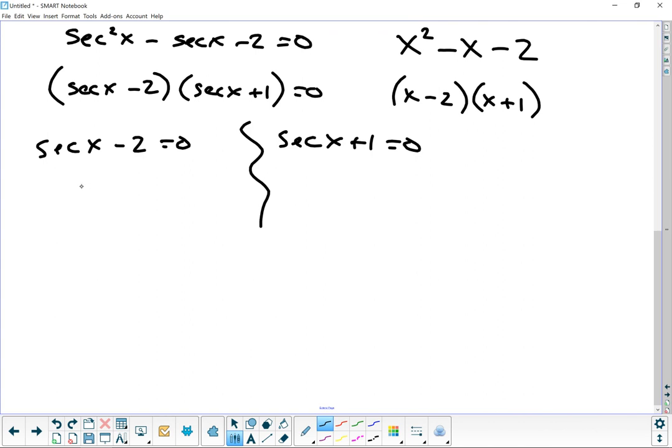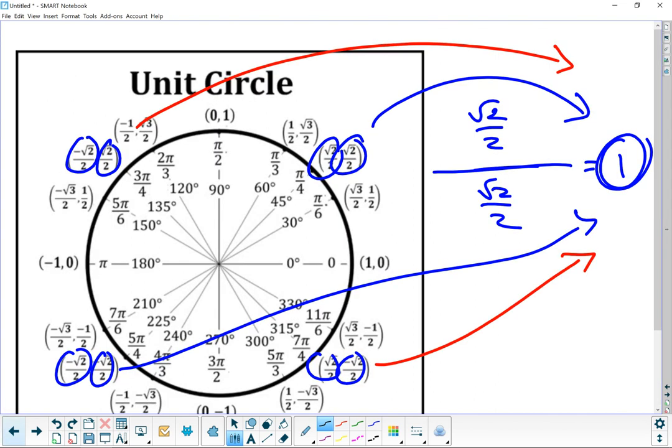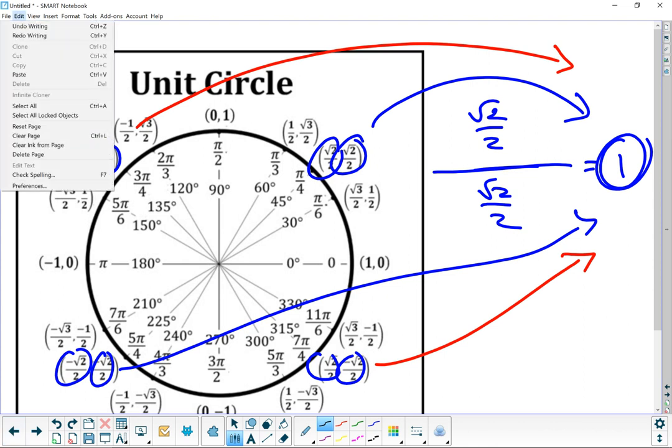Add 2 to both sides, so you get secant x equals +2. Okay, so when does that happen? So x equals what? Remember, secant is related to the cosine. It's just the flip of the cosine. So when we flip the cosine, we want to have a +2.